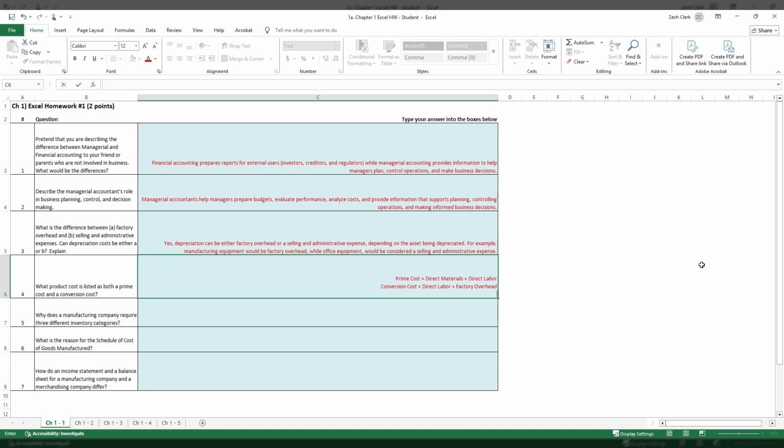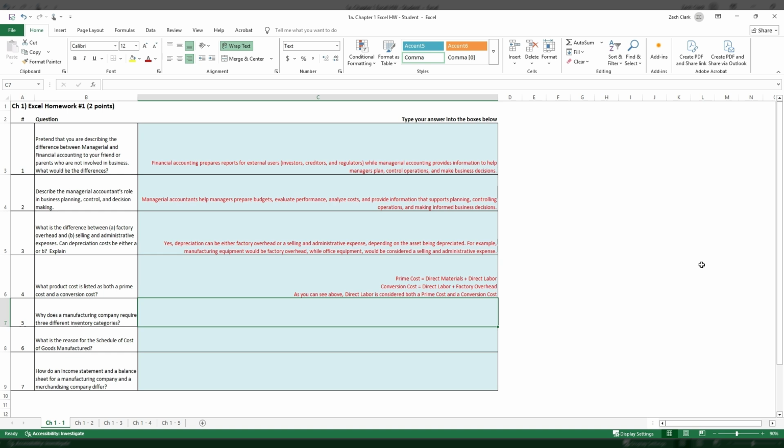And then this question specifically is asking here about what's listed as both types of costs. And as you can see above, direct labor is considered both a prime cost and a conversion cost.